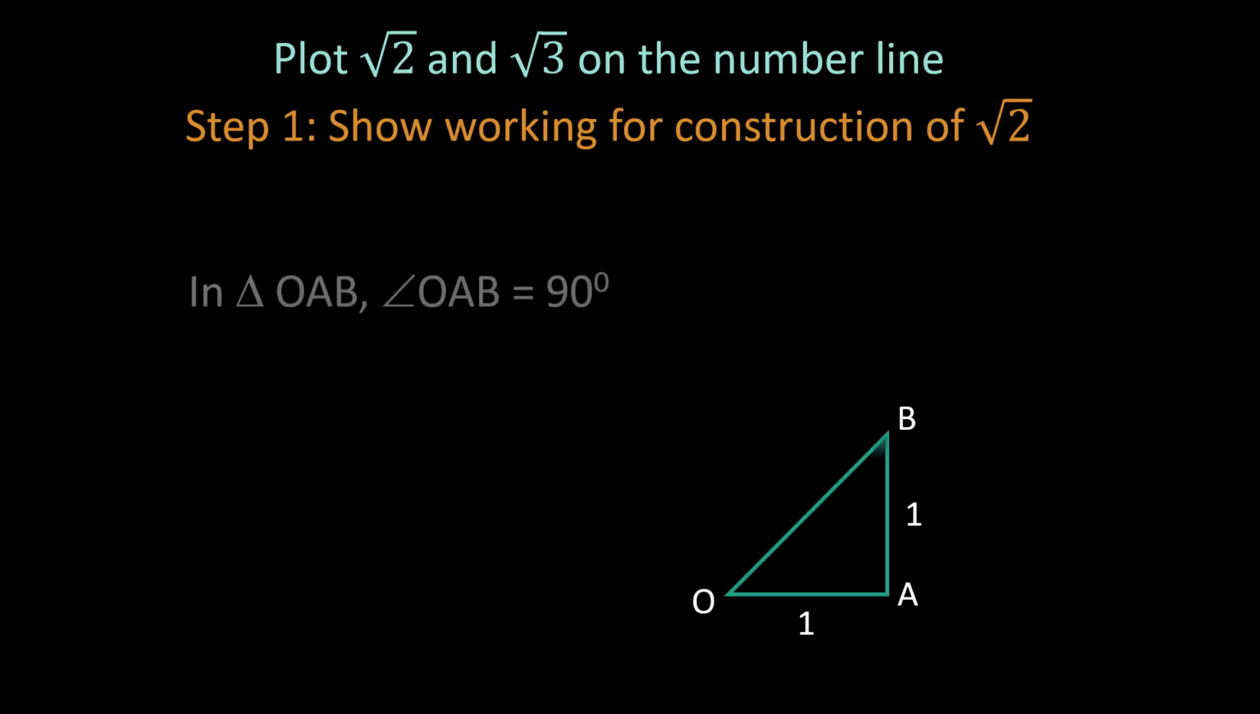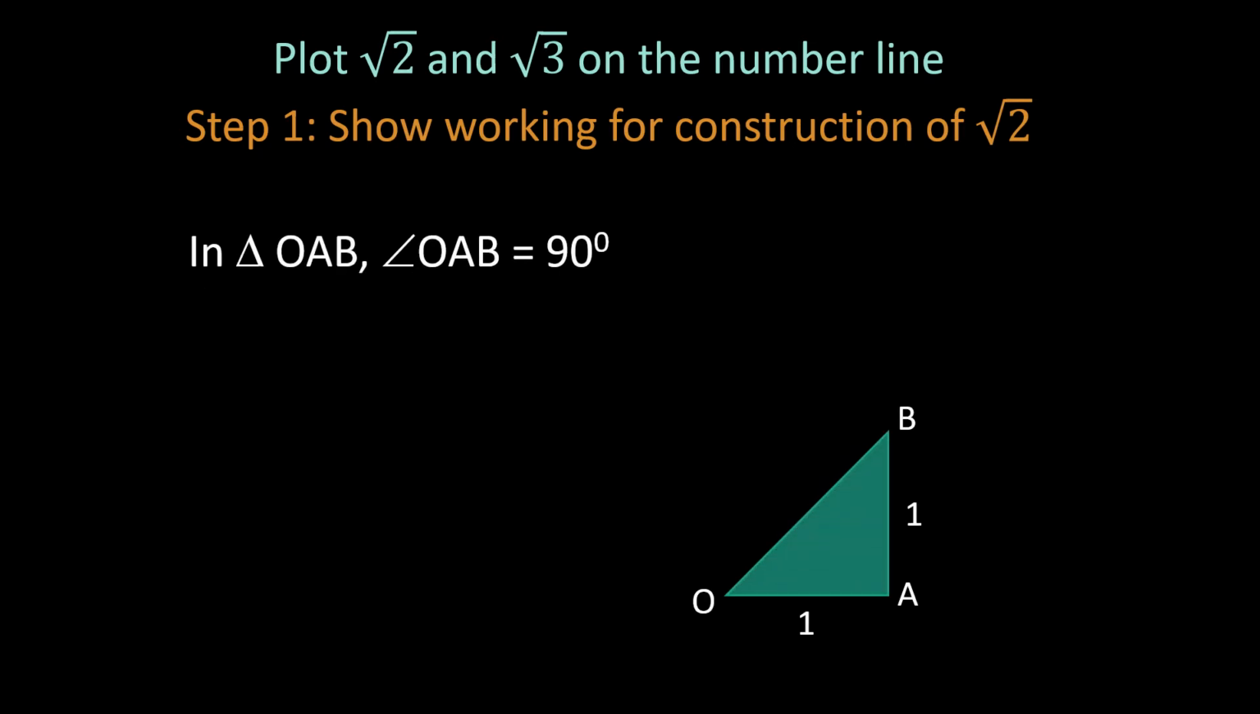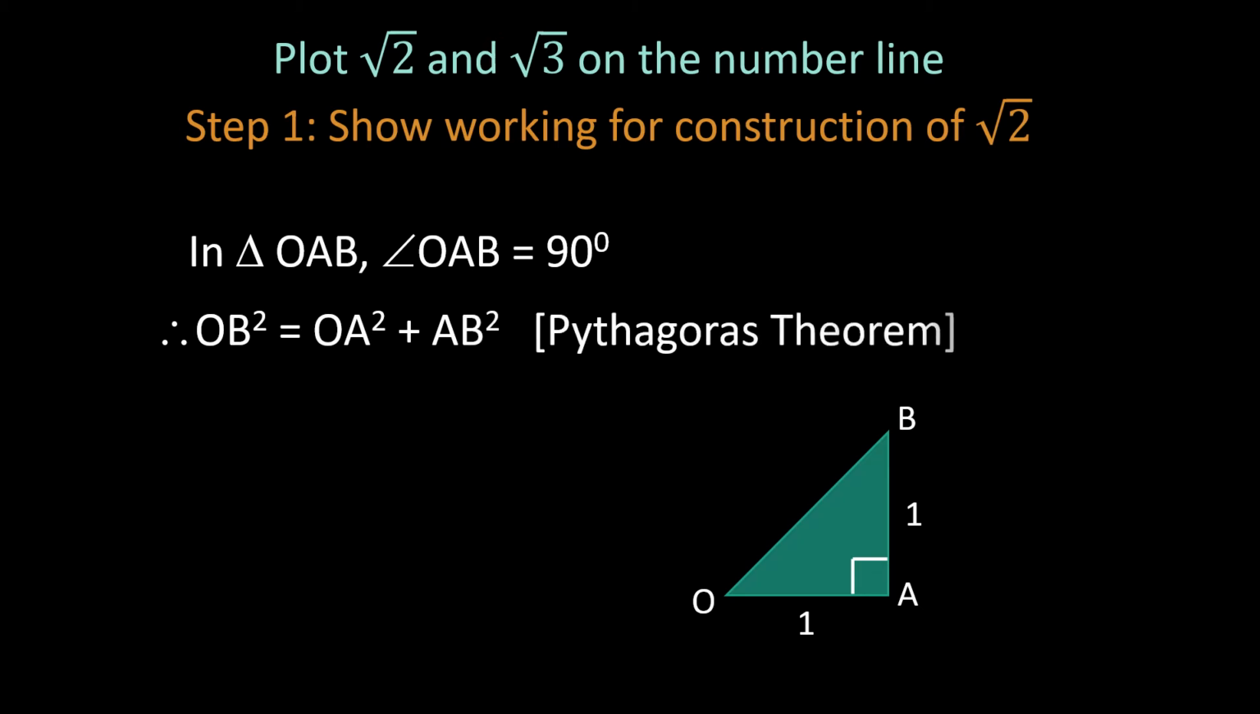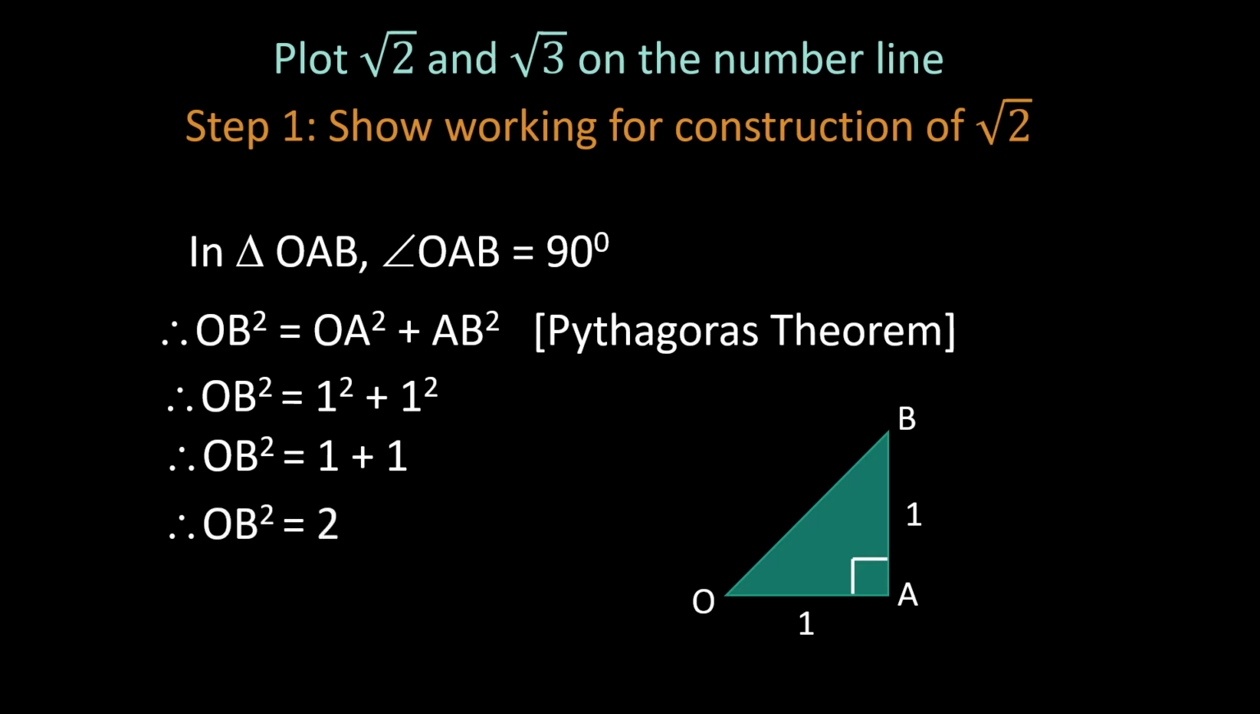In triangle OAB, angle OAB is equal to 90 degrees. Therefore, OB square is equal to OA square plus AB square, Pythagoras theorem. Therefore, OB square is equal to 1 square plus 1 square. That is, OB square is equal to 1 plus 1. Therefore, OB square is equal to 2. Therefore, by taking square root on both sides, OB is equal to root 2.